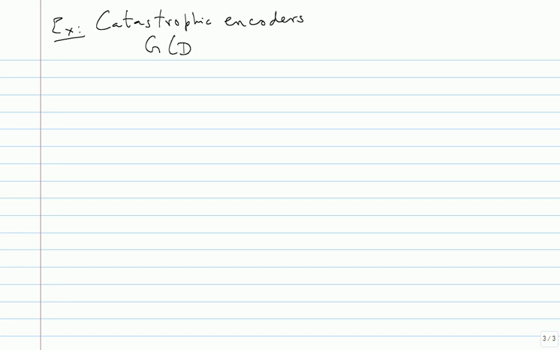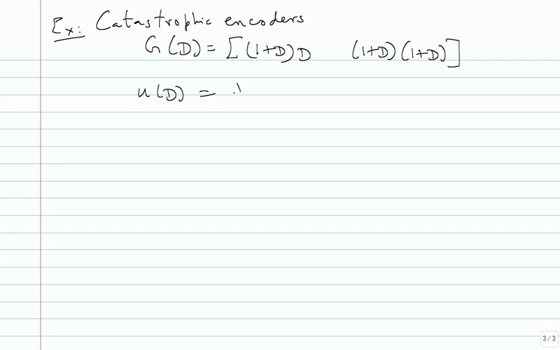If you have, for instance, g of d equals, say, 1 plus d times d, and then 1 plus d times 1 plus d, say this is your encoder. So what will happen if I put u of d equals 1 by 1 plus d? What is the weight of u?